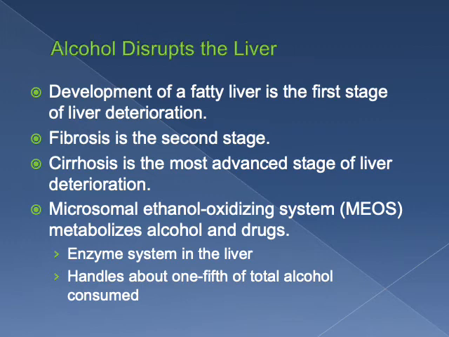The microsomal ethanol oxidizing system, or MEOS, is an enzyme system in the liver that metabolizes alcohol and drugs. It can handle up to about a fifth of the total alcohol that a person consumes. And if a person keeps consuming a lot of alcohol over time, the individual will develop a stronger MEOS system and they'll become more tolerant of large amounts of alcohol. And that's not necessarily a good thing. It's just something that occurs over time with an excess amount of alcohol consumption.